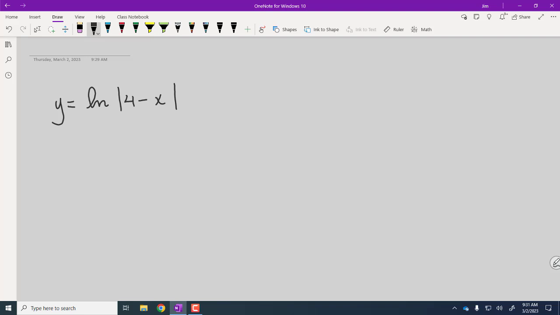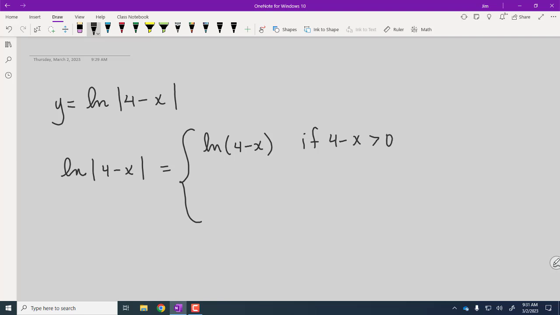So let's just take a look at this more carefully. The function natural log of the absolute value of 4 minus x, as an example, is a piecewise function. So it's going to be equal to natural log of 4 minus x without the absolute value if 4 minus x is positive. If what's inside the absolute value is positive, you don't need the absolute value. But if what's inside the absolute value is negative, then you know that you have to multiply the inside by -1.